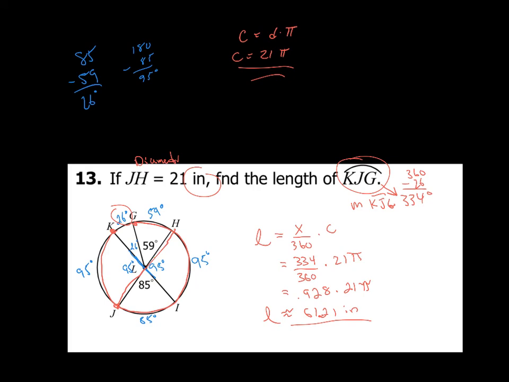Now again, some of us are going to say, well, this is 0.928 times 21 times 3.14. And if you do it that way, you're going to get approximately 61.19 inches. Again, this answer's okay. This answer's okay. This one's just slightly more accurate because it's using the pi key on a calculator.